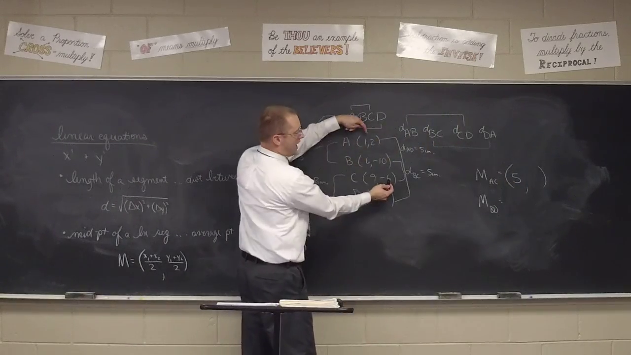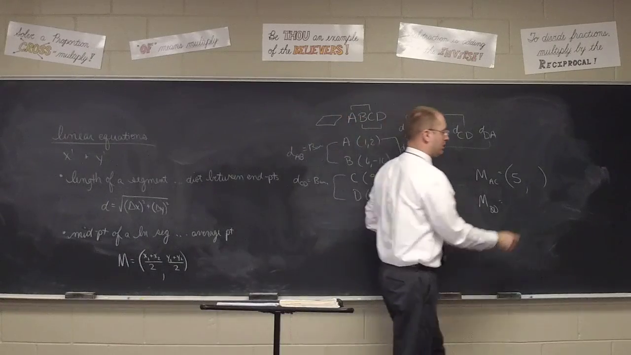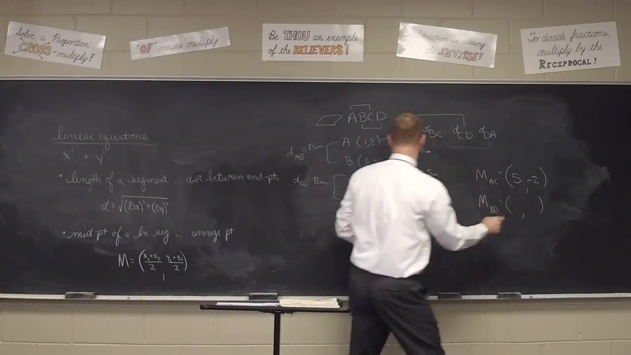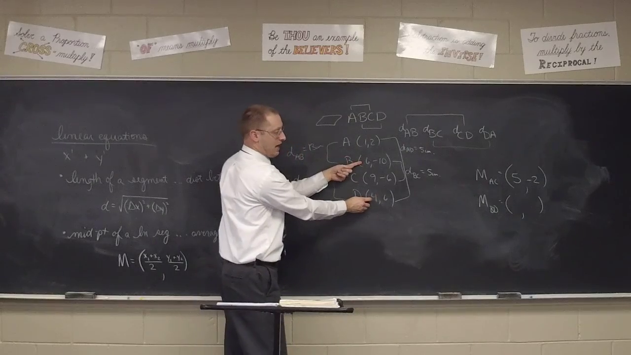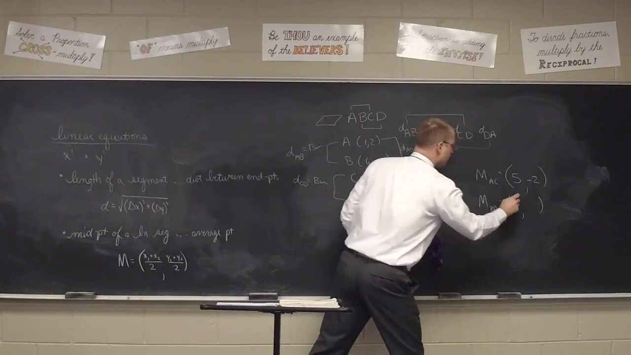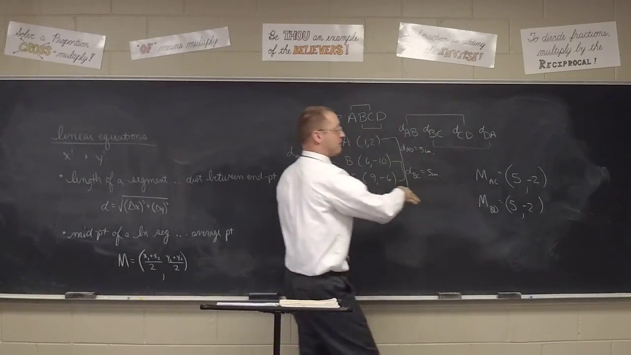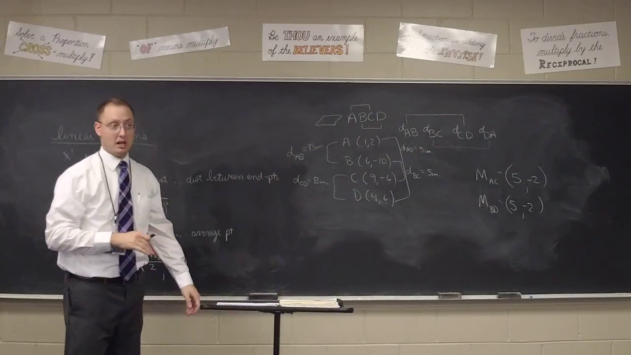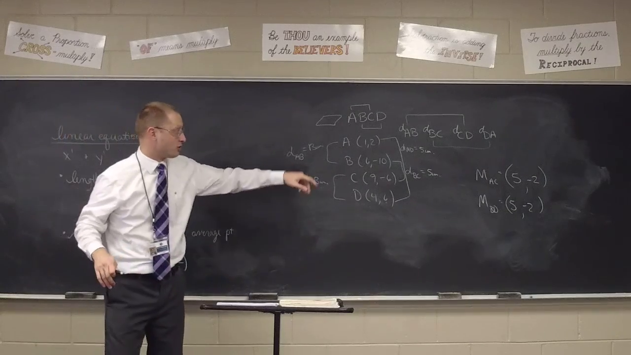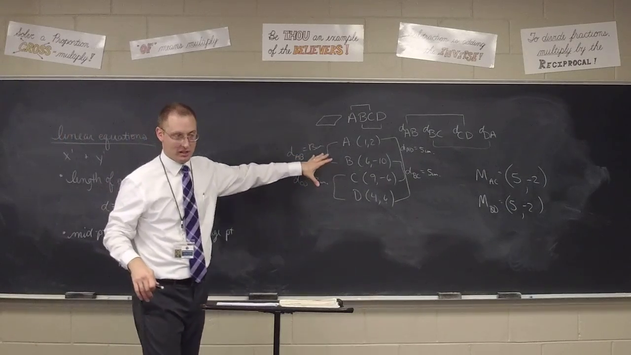What do you get if you add the y's? Half that? All right, let's find the midpoint of BD. Add, half, add, half. Since they have the same midpoint, that proves it's got to be a parallelogram. That would have been a lot faster than doing all those distances, wouldn't it?